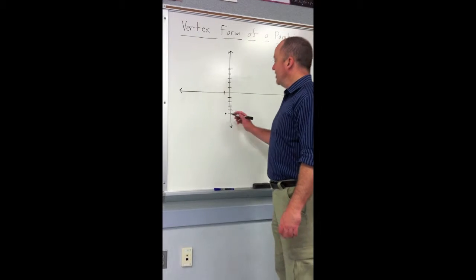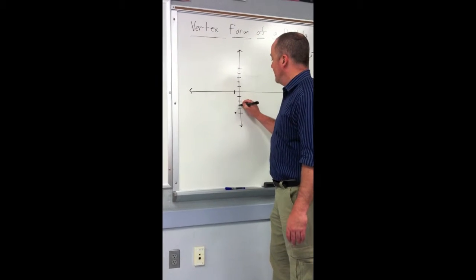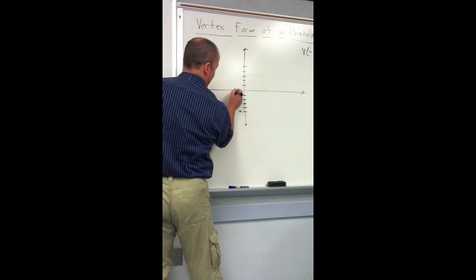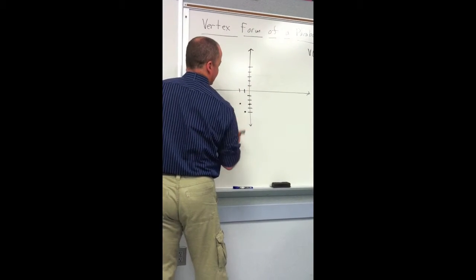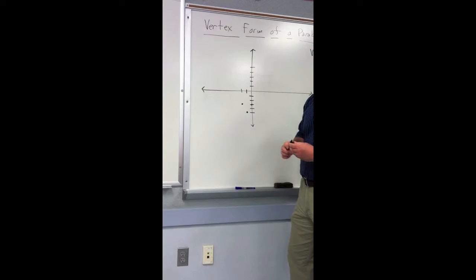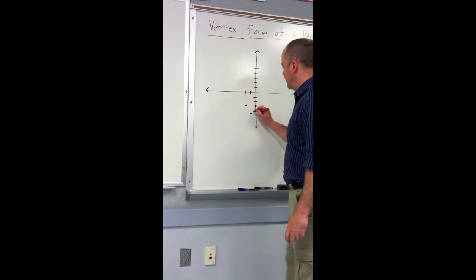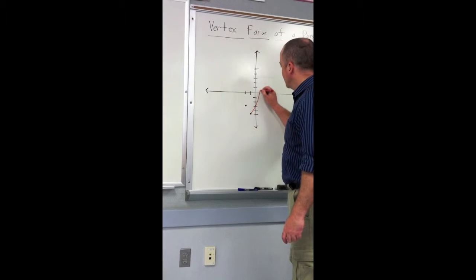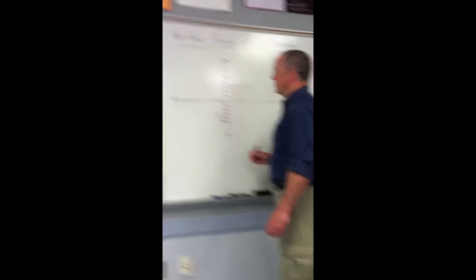Now, from here, Dan, please double check me today. That 2 at the beginning means I go over 1, up 2 to the right, and here's another way it's different from slope. I go over 1, up 2 to the left. Can I continue going over 1, up 2? No. Switching colors this time just because I feel like it. Otherwise it would be like absolute value. There we go. That's my parabola.